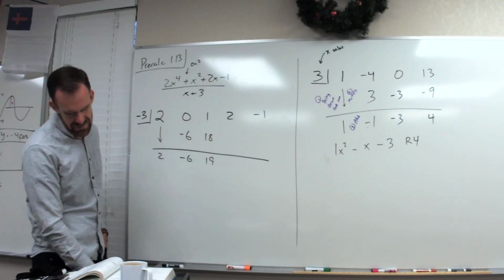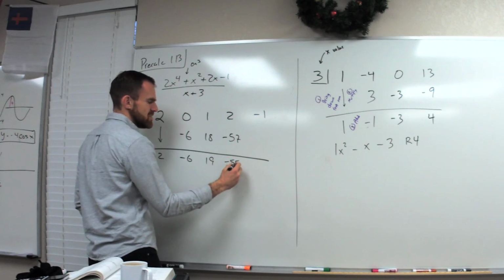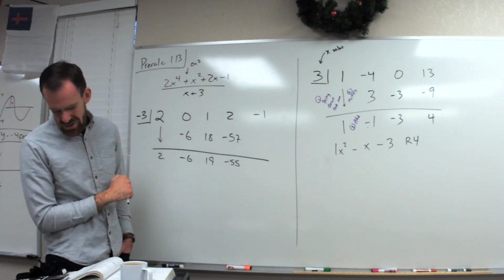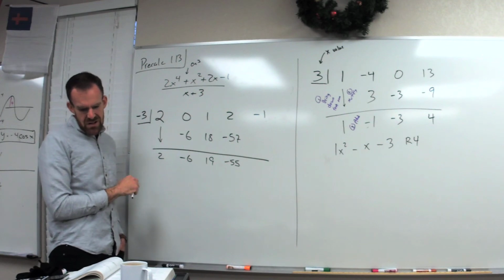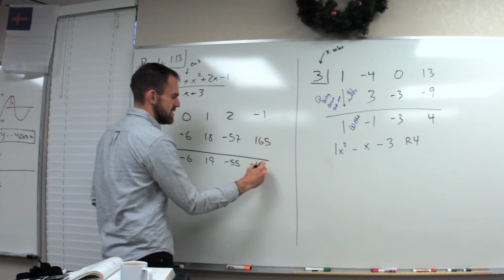Why would you do that to me? Negative 57. Again, using the examples in the book. Good thing. That's a pro teacher tip.